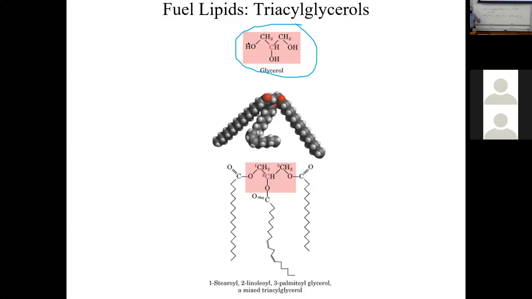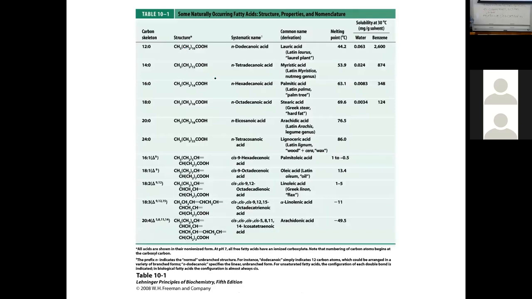Okay, so these are now fuel molecules. These are not typically what make up cell membranes. These are ingested and absorbed as individual fatty acids. So you have to remove them from the glycerol backbone, but they're absorbed and then they are used as a source of energy within an animal or plant.